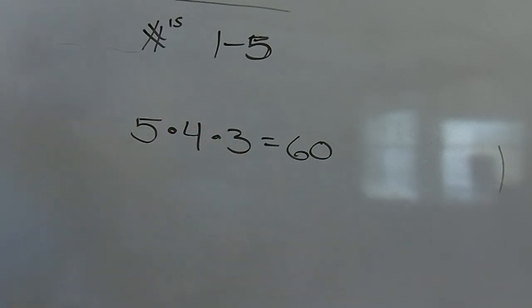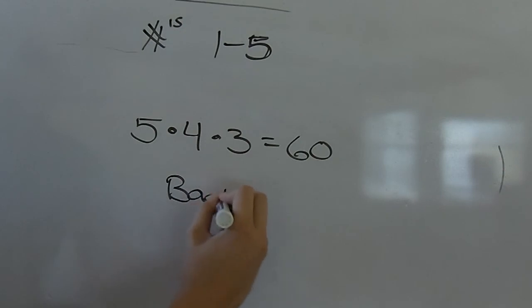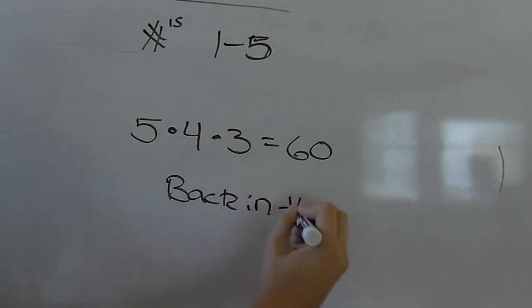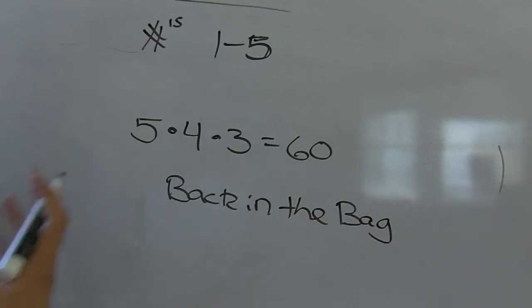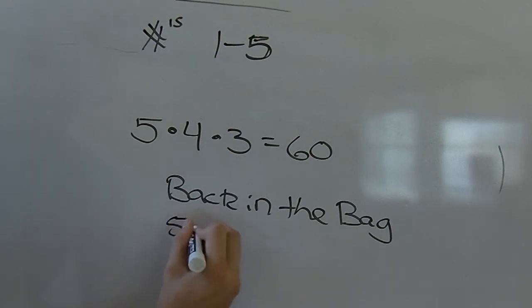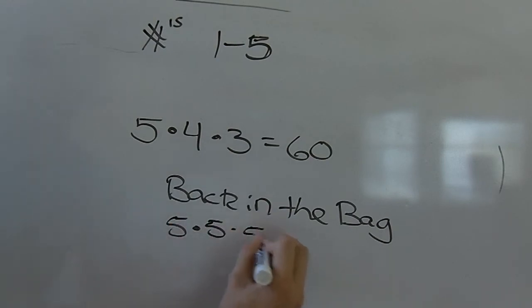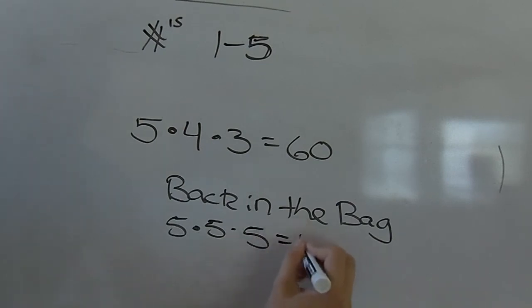However, if you are putting the number back in the bag, at that point, the number of options for each pull is the same. I'm going to have 5 numbers times 5 numbers times 5 numbers. Each pull has 5 potential numbers in it, so there's a total of 125 combinations.